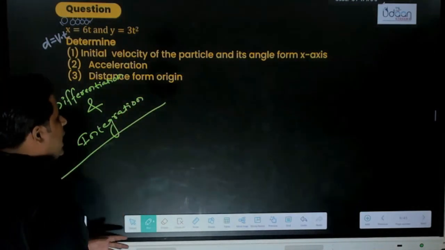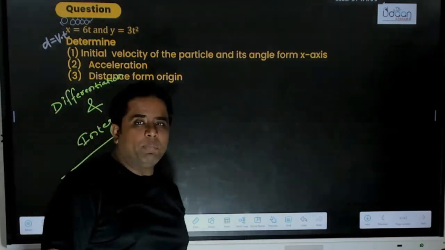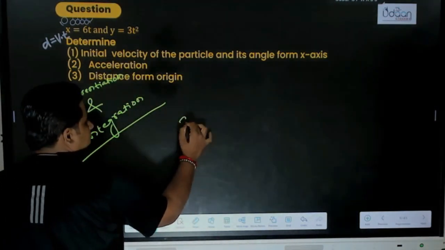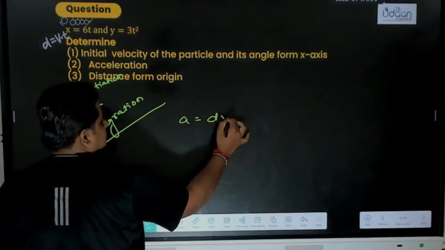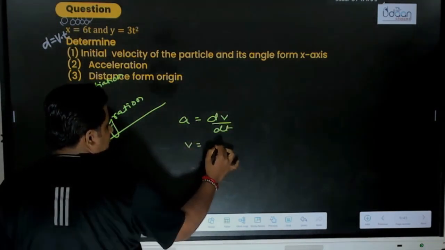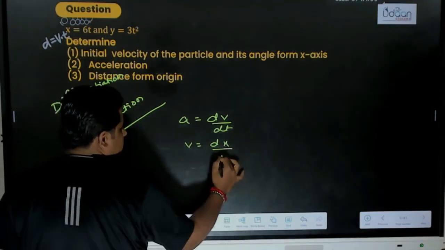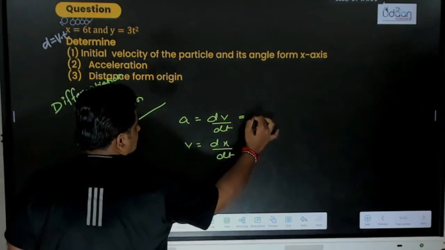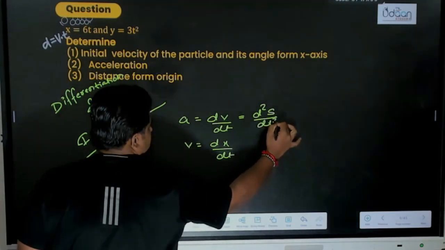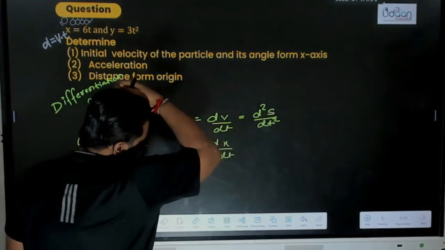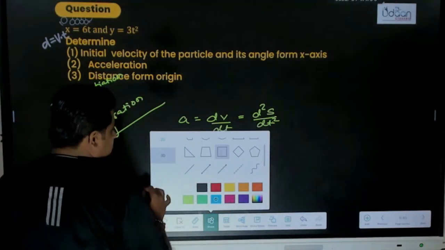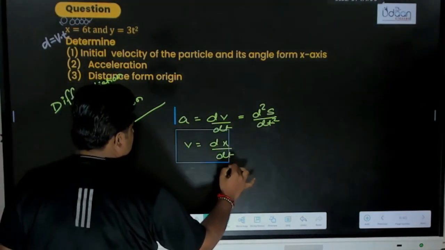Now, where to apply it, sir? Where to apply it? So definitely you must know that acceleration can be found with the help of a equals dv by dt. V can be found with the help of dx upon dt. And acceleration can also be written in the form of d2s upon dt square. So these are the things which you must know before attempting questions of kinematics.